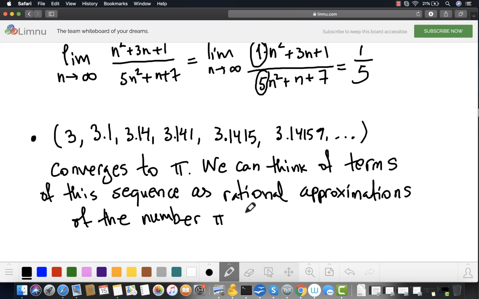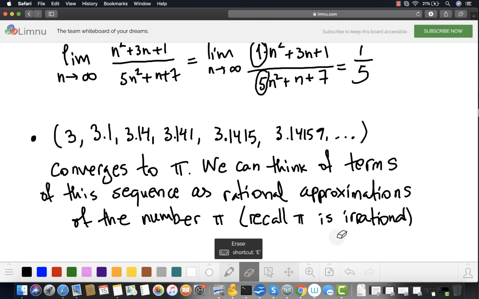And recall that pi itself is irrational. So pi itself cannot be written as a ratio of two natural numbers. That's why it's irrational, but we can approximate it by rational numbers by truncating the first n digits of pi, and this sequence exactly encodes that data.